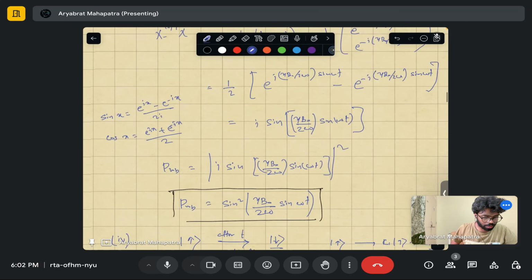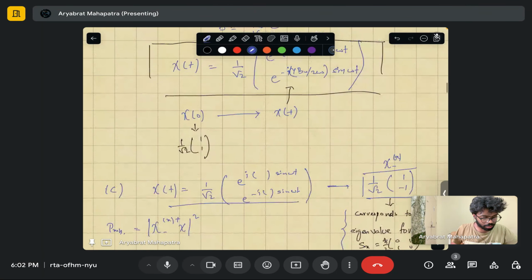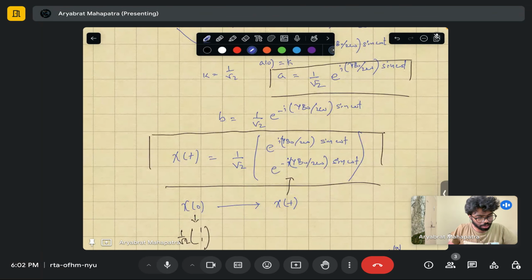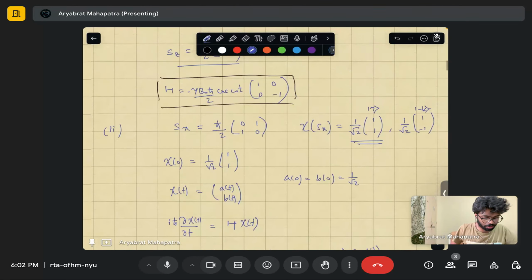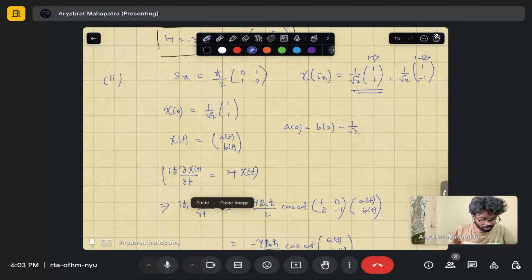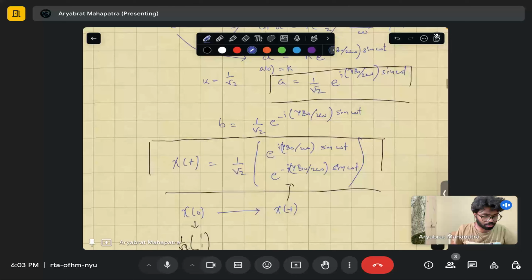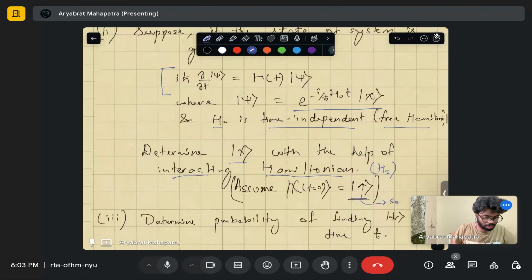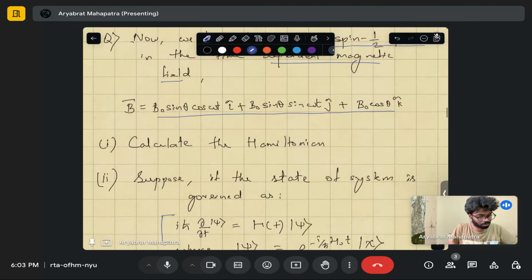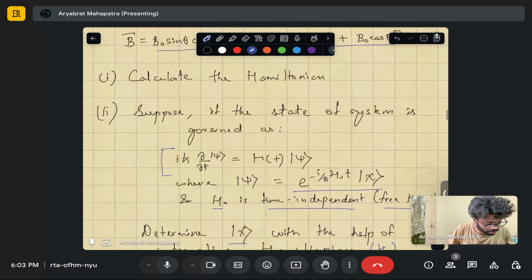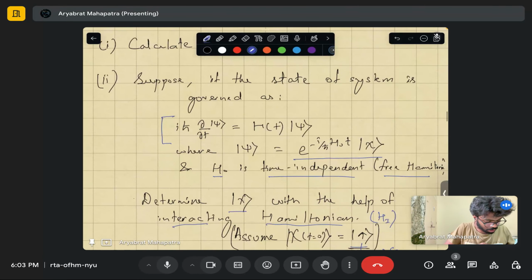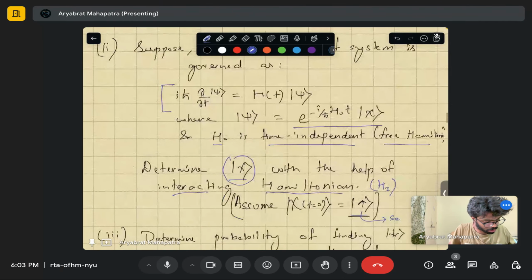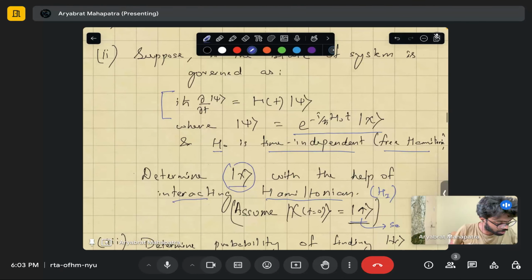In the first question also, we calculated this chi of t, but that chi of t we directly calculated without using any interaction picture. We just simply put it in this Hamiltonian. But here you first need to calculate using the interaction picture. That means you first need to calculate the interacting Hamiltonian. To calculate chi of t, you first have to calculate this HI.